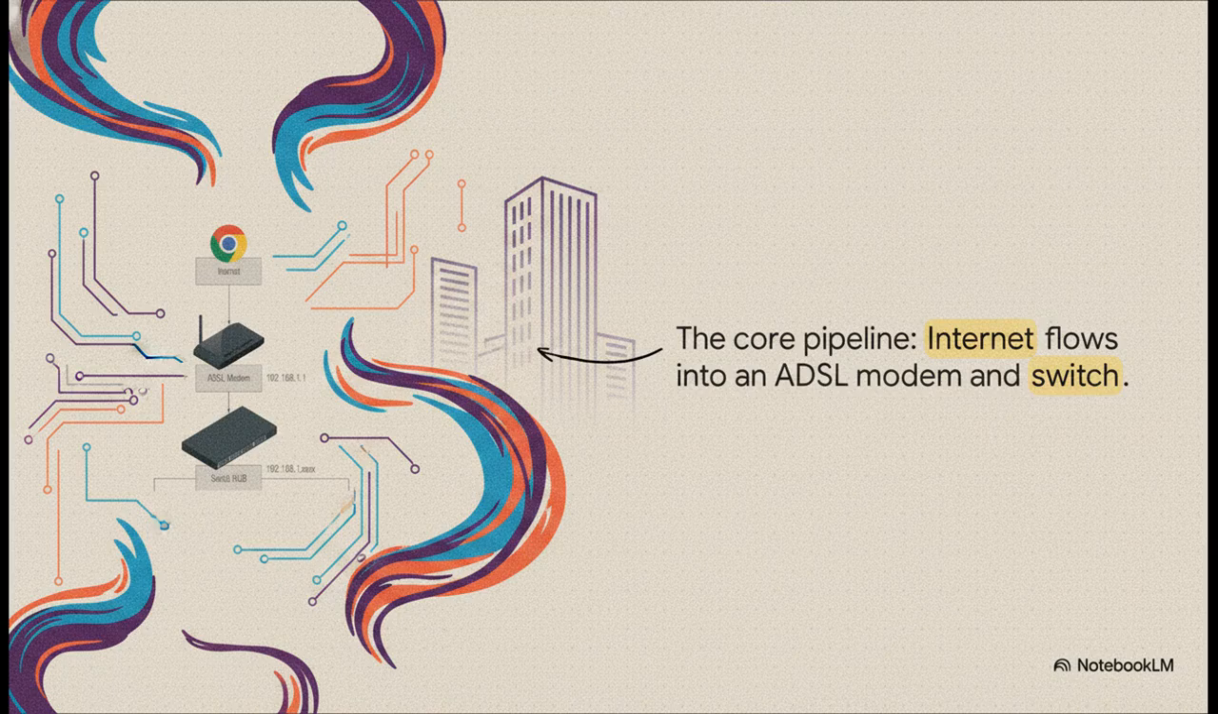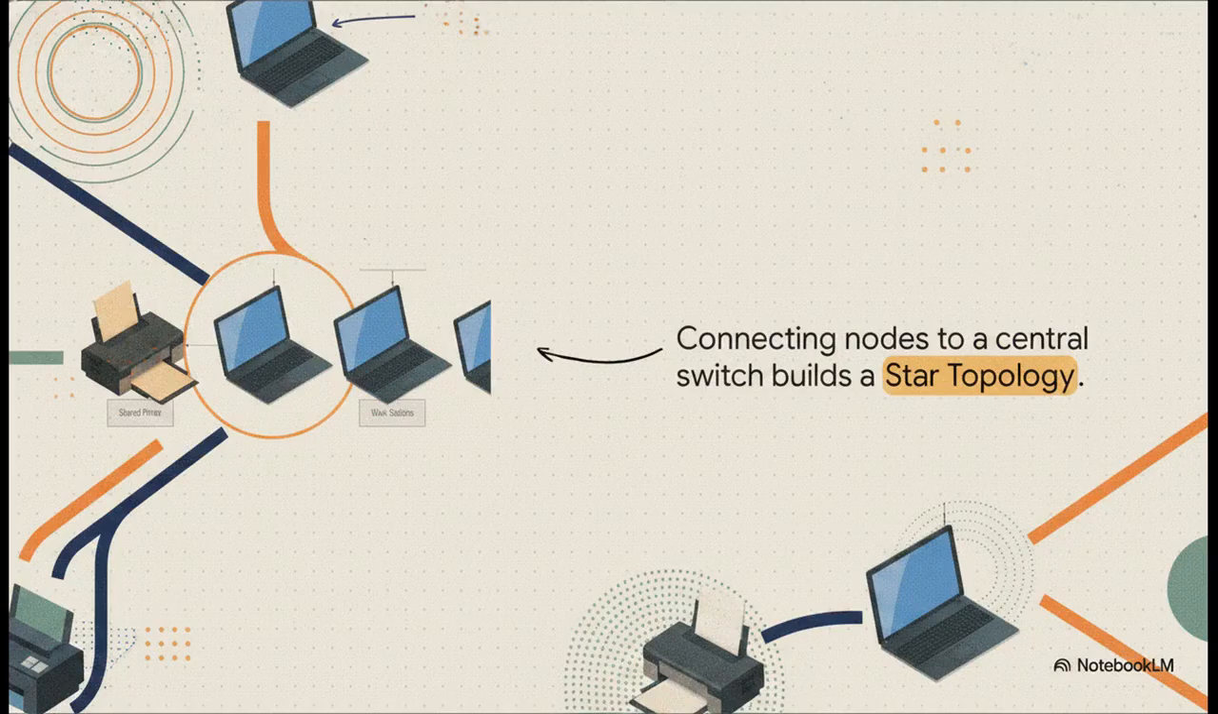So how does a network layout actually come together in practice? Well, think of it like this. The internet flows into an ADSL modem, which is basically your translator to the outside world. And then from there, it feeds right into a central switch hub. That hub is what actually distributes the connection locally to all your devices. And when you plug multiple nodes into that central switch, you've just built what's known as a star topology. It's a hub and spoke kind of model, and honestly, it's the absolute dominant architecture you'll find in almost every modern home and office today.